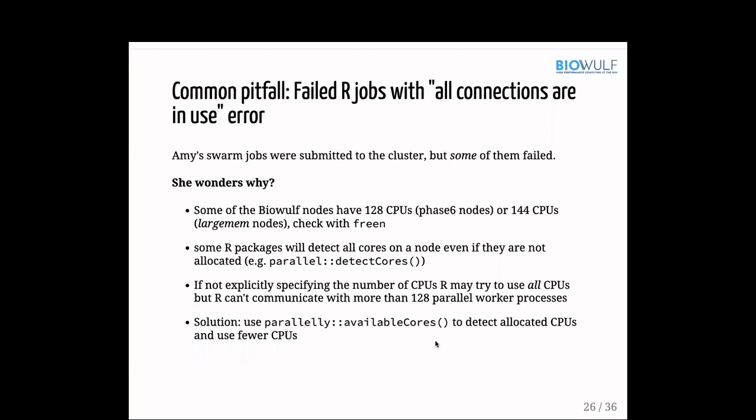And here's a hardware difference Amy should pay attention to: we have some FIS6 nodes. They have more than 128 CPUs. And our large memory nodes have even more CPUs available. You can check using the free command on the command line. So our package will detect all cores on a node if they were using parallel detectCores.